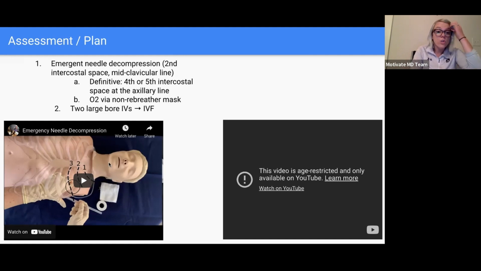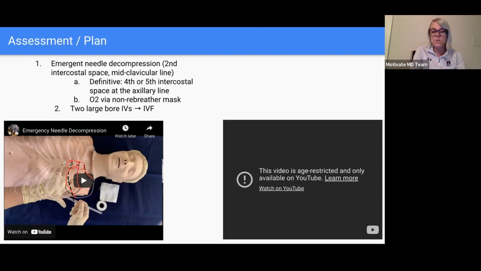So the first thing is an emergent needle decompression, okay? And this is where anatomy is our friend. The first rib is up here. That was a horrible drawing, and I just screwed that up. The first rib is here, the second rib is here, and the third rib is here. When we say intercostal space, break down the word: inter meaning between, and costal meaning ribs. The second space is the space between the second and the third ribs.